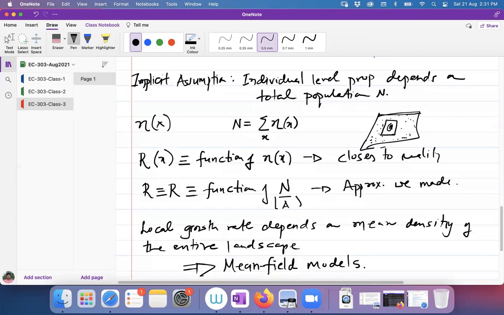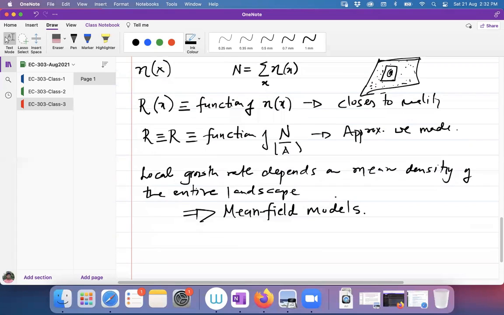When is this a reasonable approximation, right? So one way to think about this is, if any two individuals in the entire landscape are equally likely to interact independent of distance between them. That is when the mean field models are valid.